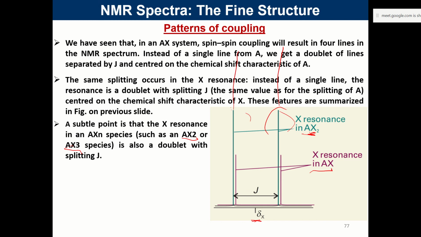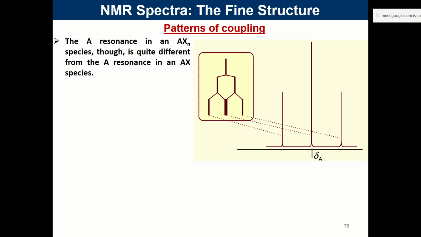When we look at the X resonance in AX, AX2, AX3, AX4, the splitting is unaffected and the pattern is unaffected for X, only the intensity rises. So it still appears as a doublet with higher intensity. But if at the same time we look at the resonance for A, that will be significantly affected, because A is now interacting with X nucleus number 1, X nucleus number 2, 3, 4 and so on.